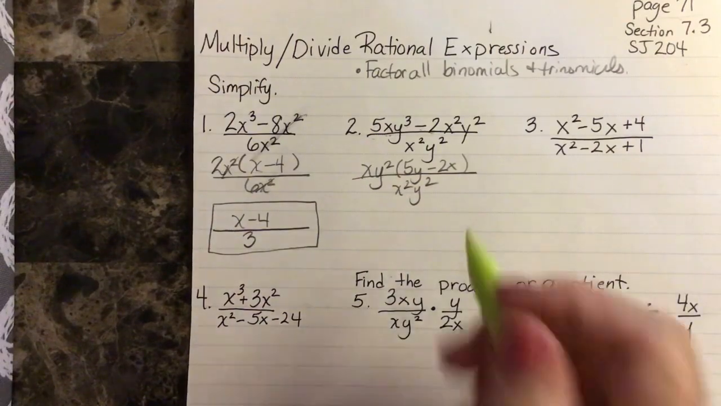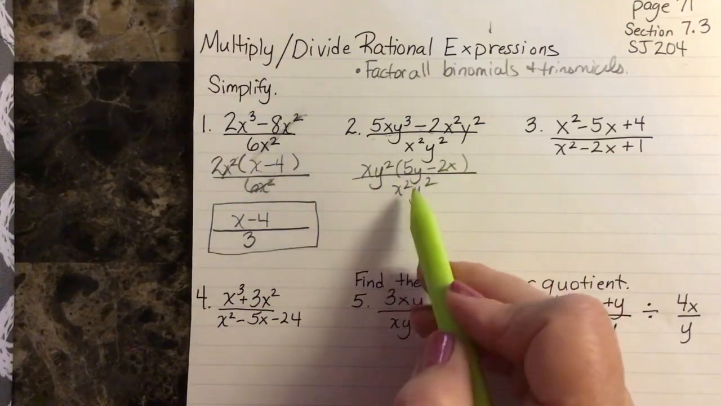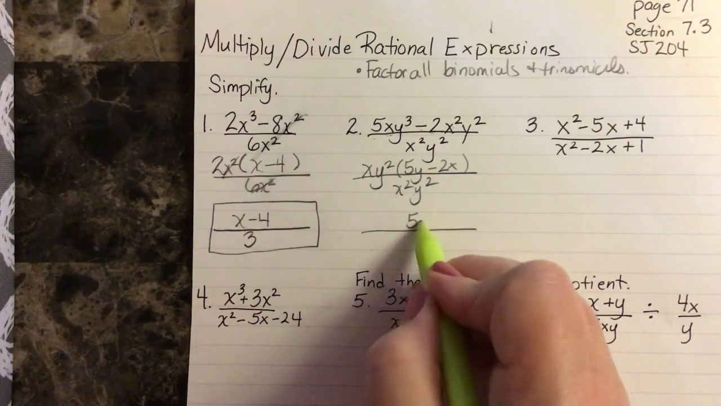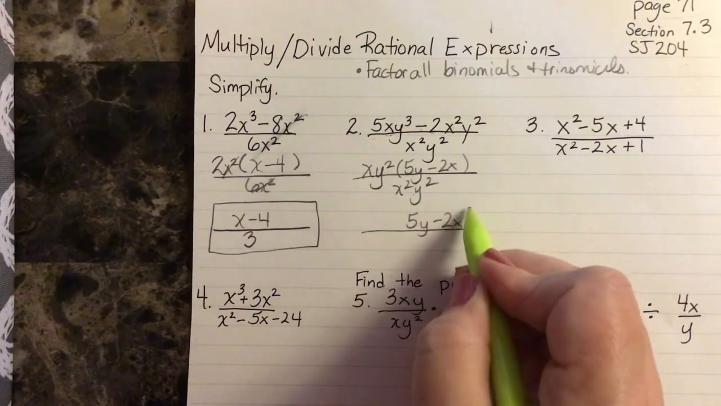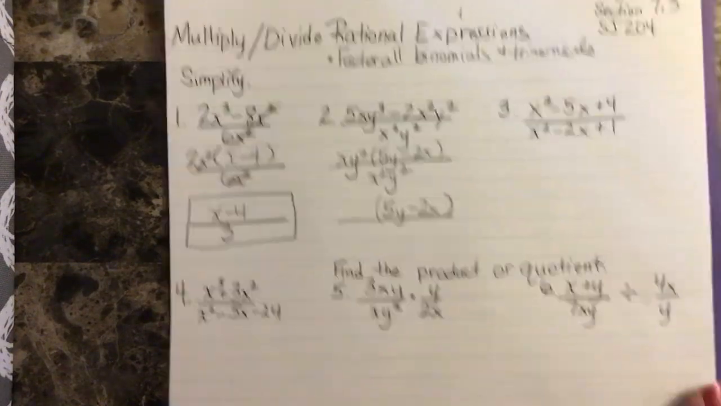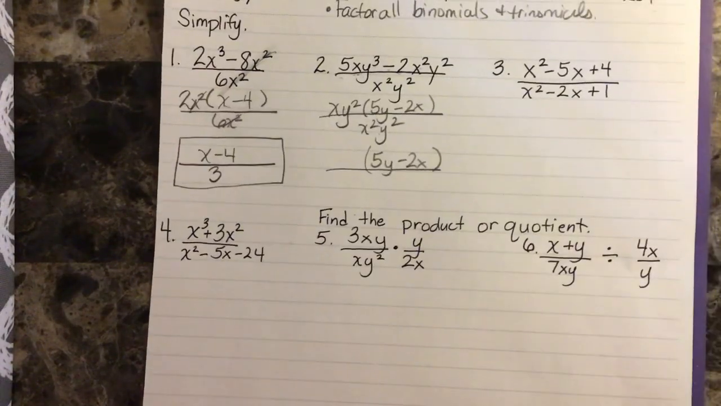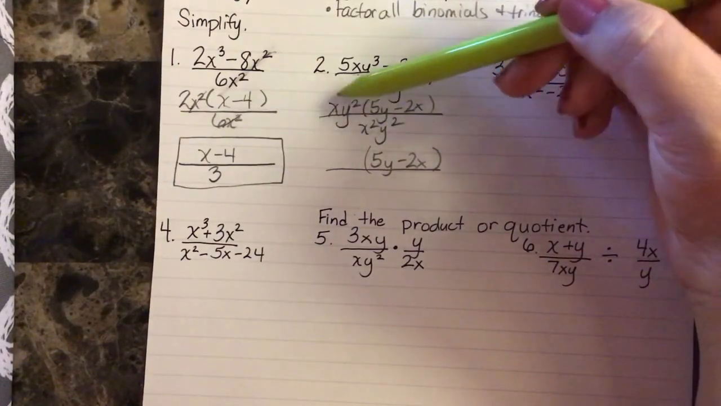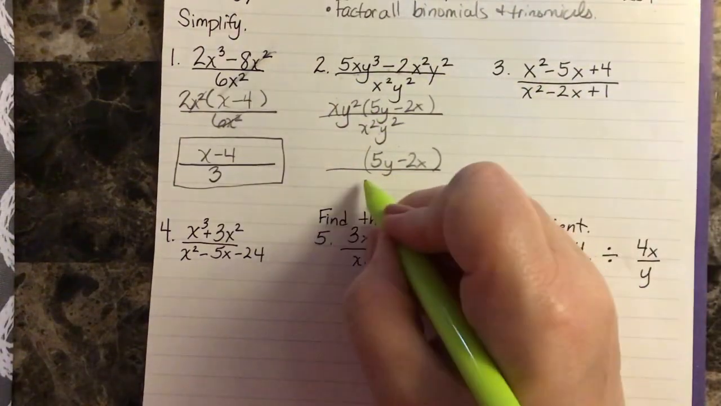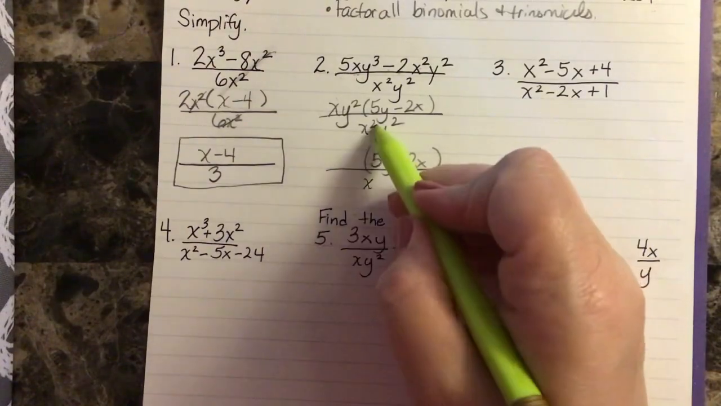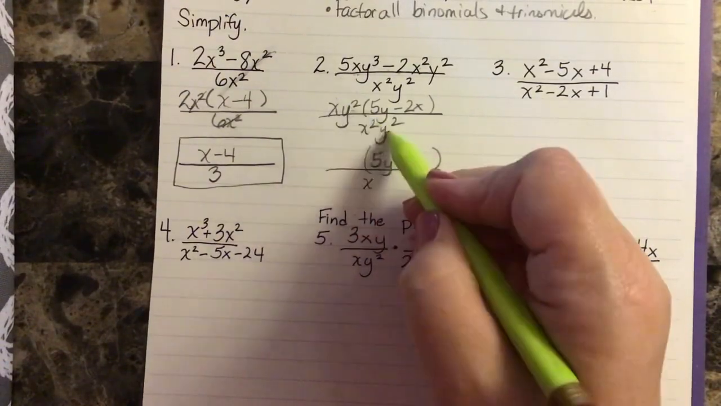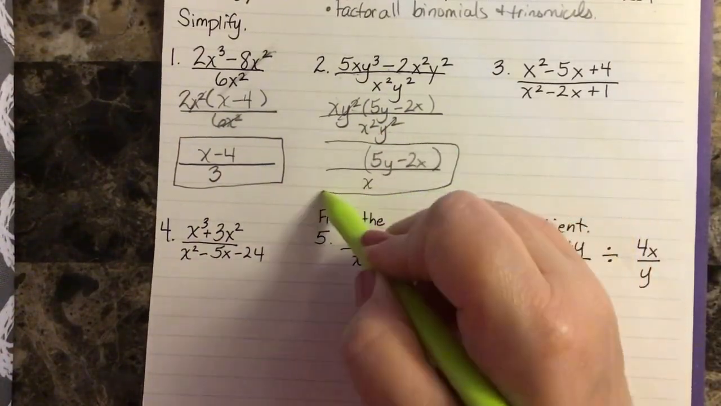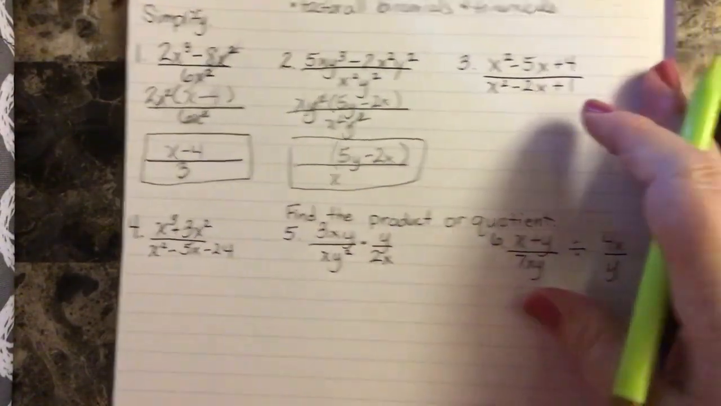Okay, now I have monomial, binomial, monomial. So that binomial is going to remain the same, 5y minus 2x. You can leave it in parentheses if you want. It doesn't matter. And then this monomial and this monomial, I can reduce x and x squared, and leave an x on the bottom. 2 minus 1 is 1. Y squared and y squared do reduce away. So there's my answer: 5y minus 2x divided by x.